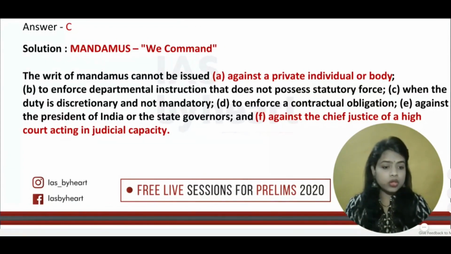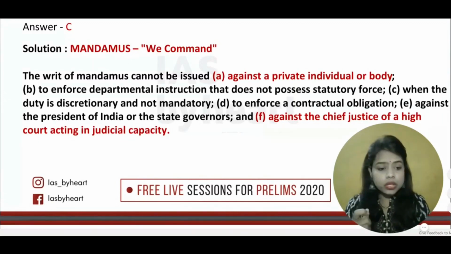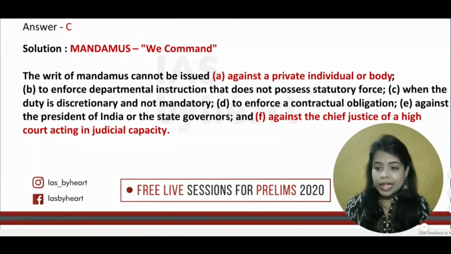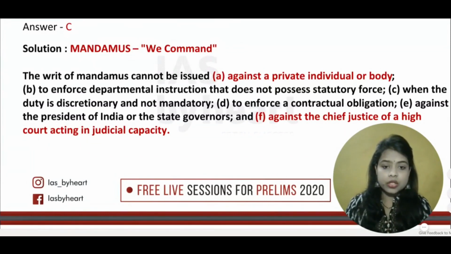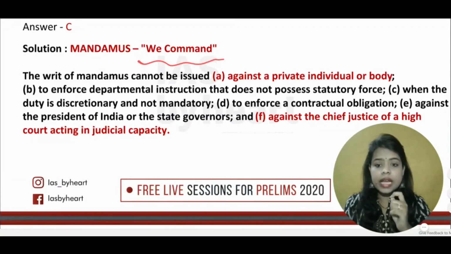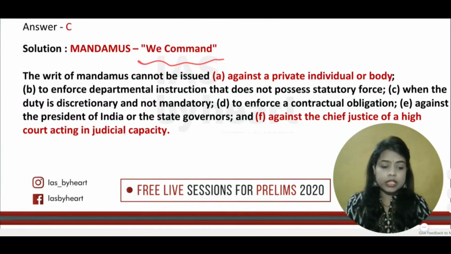I hope most of you are clear on this. These are what we use in the High Court and Supreme Court to execute the fundamental rights, to implement them, or to re-establish them in their position. Mandamus is where it commands an activity, it instructs an activity. So it cannot be issued against a private individual. It is only against the state.